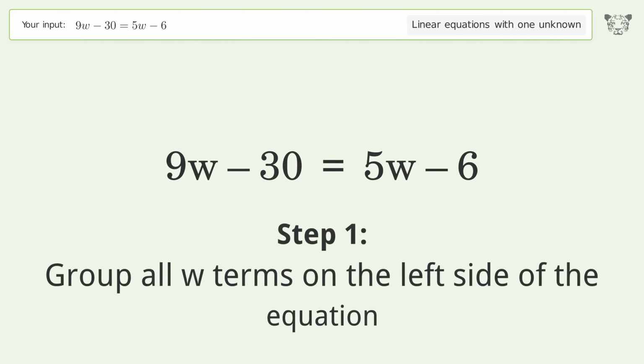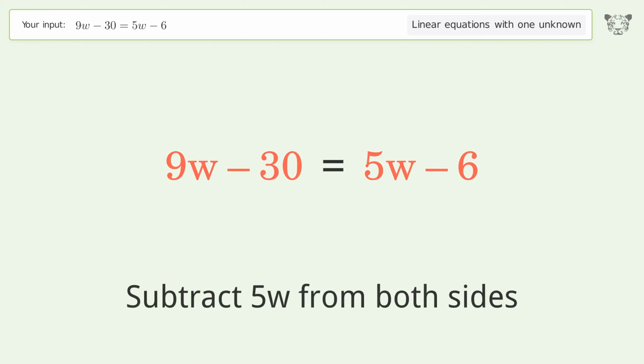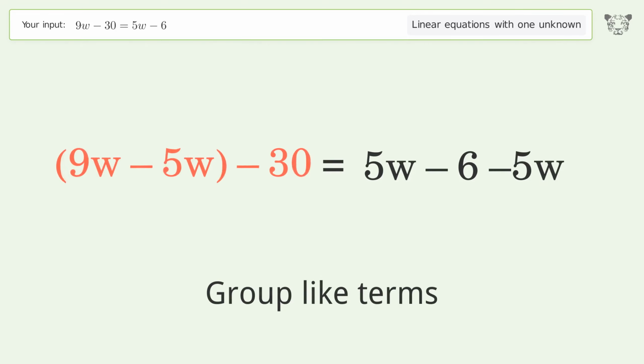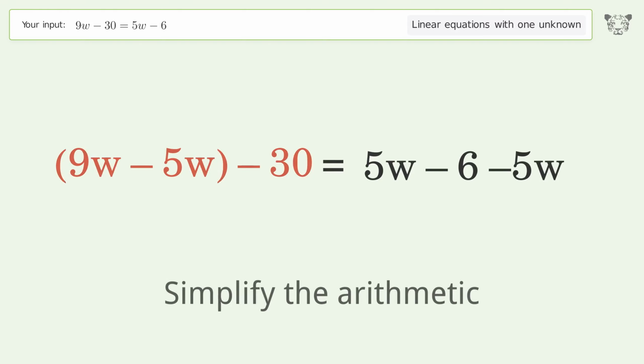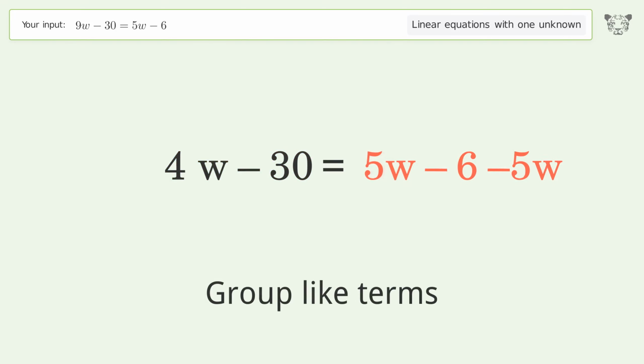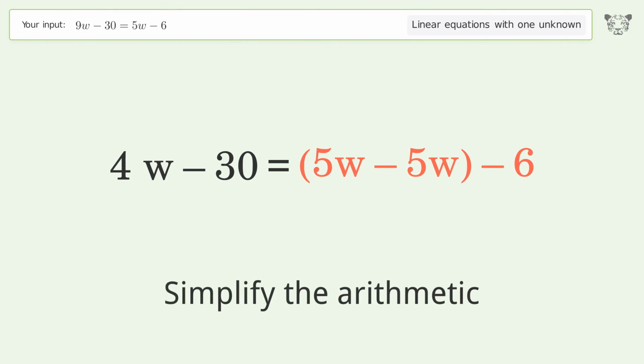Group all w terms on the left side of the equation. Subtract 5w from both sides. Group like terms. Simplify the arithmetic. Group like terms. Simplify the arithmetic.